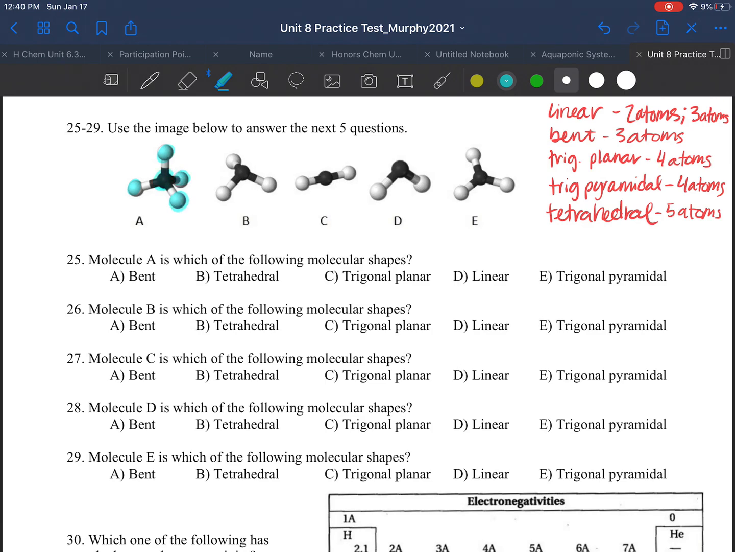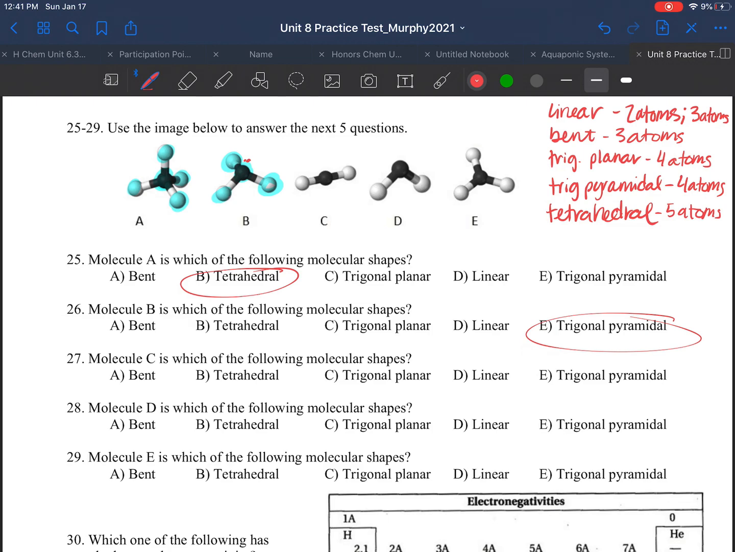That means it's tetrahedral. Molecule B, we have 1, 2, 3, 4. So we know it's either trigonal planar or trigonal pyramidal. In our case, it's going to be pyramidal because the central atom is raised a little bit. Again, that occurs because there's a lone pair or pairs on the central atom. So that leaves us with trigonal pyramidal.